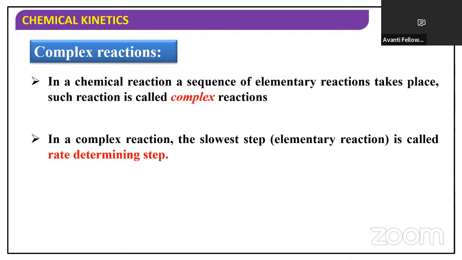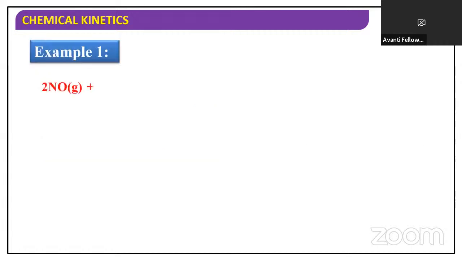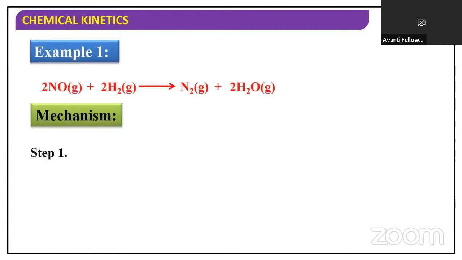So in a complex reaction, the slowest step of the elementary reactions is known as the rate determining step. This is very important. RDS. So if someone asks, if we have a two-step reaction, which step actually represents the rate determining step? So always remember, beta, that is the slowest step. Slowest step is the rate determining step. Always remember. Let's understand through this example.